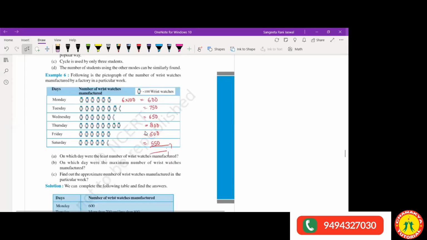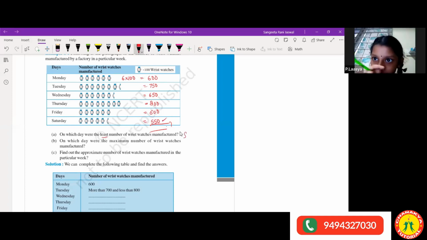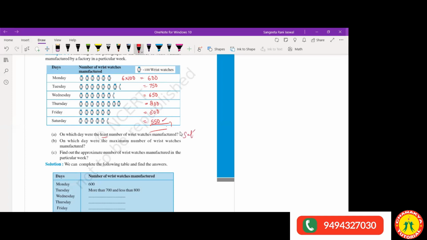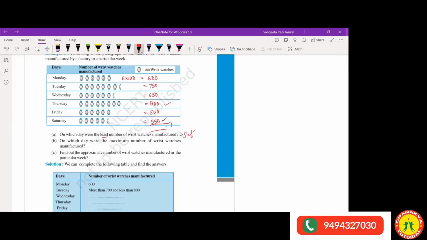So on which day were the least number of wristwatches manufactured? Least means? Saturday. So the least number is Saturday, 550. On which day were the maximum number of wristwatches manufactured? Maximum. Thursday. That's 800.